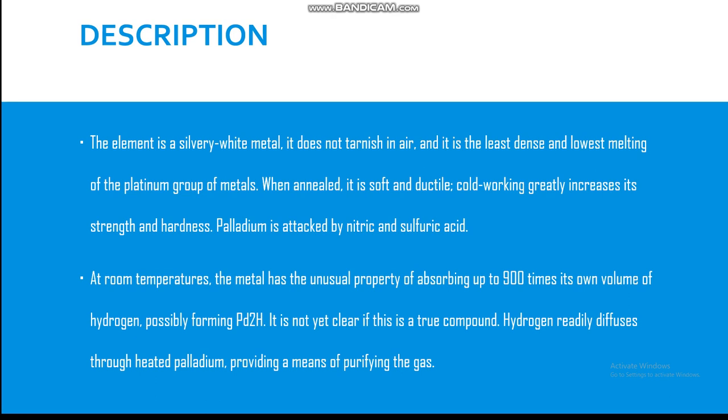At room temperature, the metal has the unusual property of absorbing up to 900 times its own volume of hydrogen, possibly forming PdH2. It's not yet clear if this is a true compound. Hydrogen readily diffuses through heated palladium, providing a means of purifying the gas.